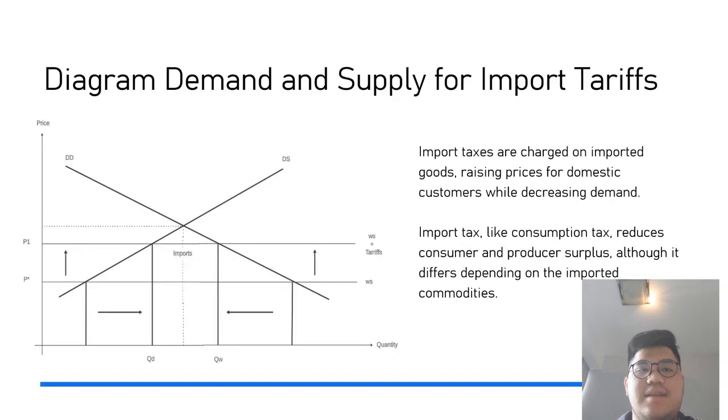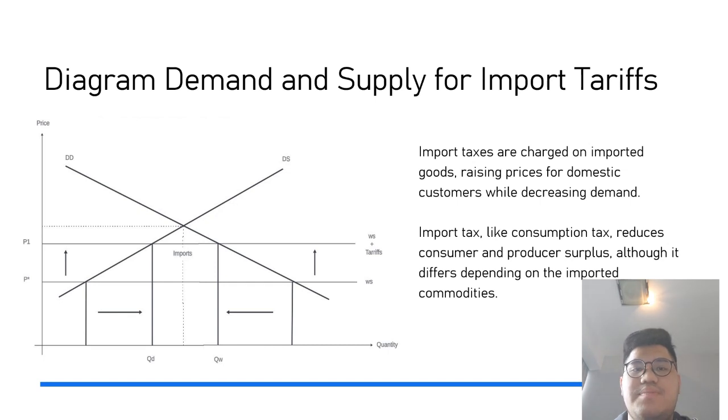Next, let's discuss import tariffs. In this diagram, we have the domestic supply and demand curves along with the world price. When a tariff is imposed on imports, it effectively raises the price of imported goods to customers, shifting the supply curve leftwards by the amount of the tariff.